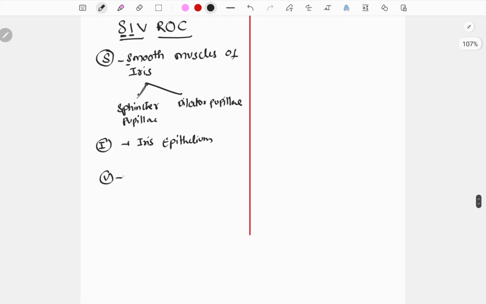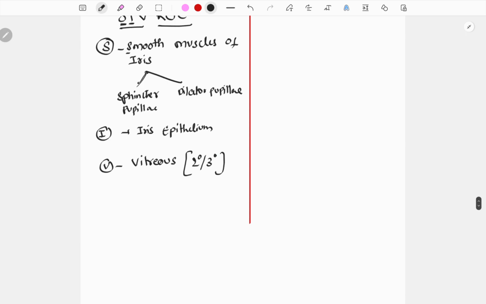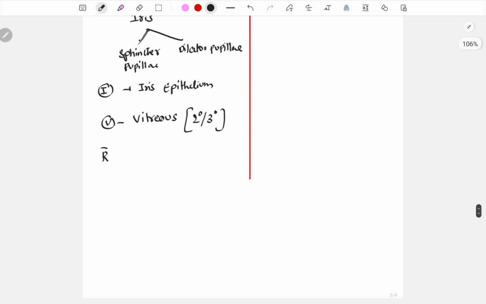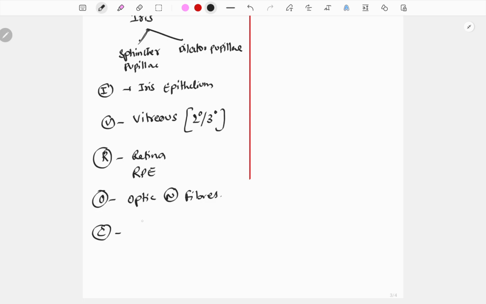What is V? V is vitreous. Remember, secondary and tertiary vitreous are derived from neural ectoderm, whereas primary vitreous is covered under mesoderm. What is R? R is retina and retinal pigment epithelium. O is optic nerve fibers. C is ciliary epithelium.